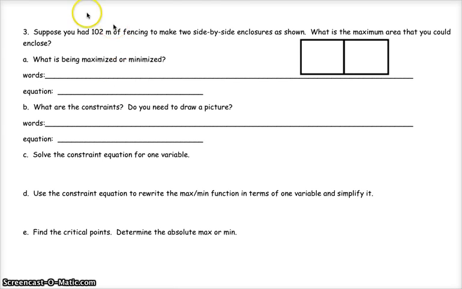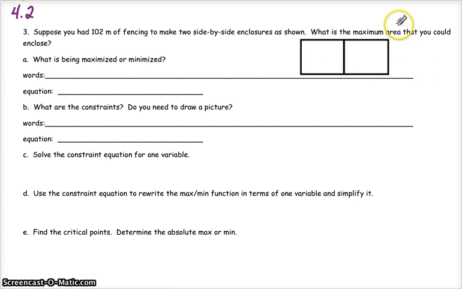This is example 3 from section 4.2 in calculus class. We are studying optimization. Before we begin, there were a couple of mistakes in the problem. Number 1, I forgot to draw the picture for you. I said that the fencing would make 2 side-by-side enclosures as shown, and I forgot to show that. So if you'll draw that picture.